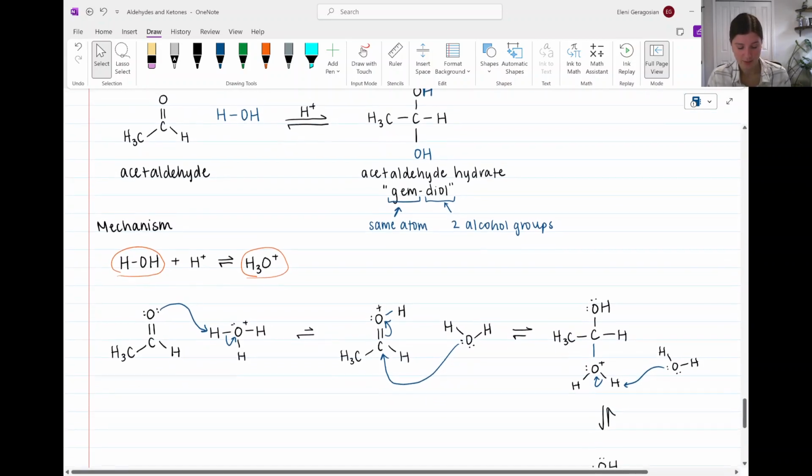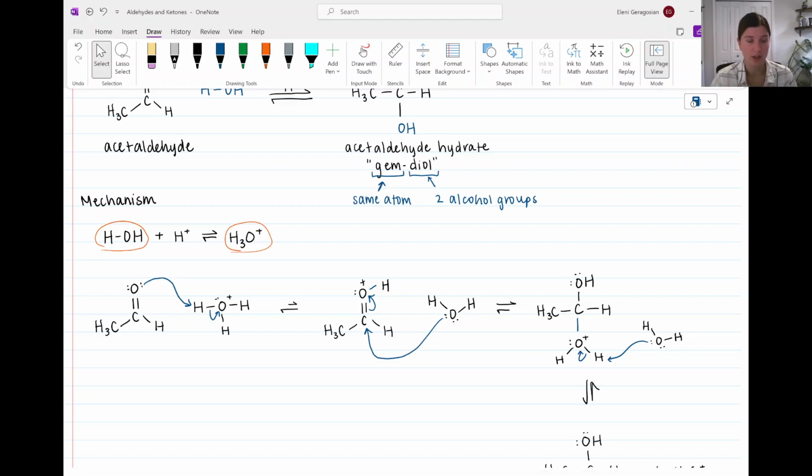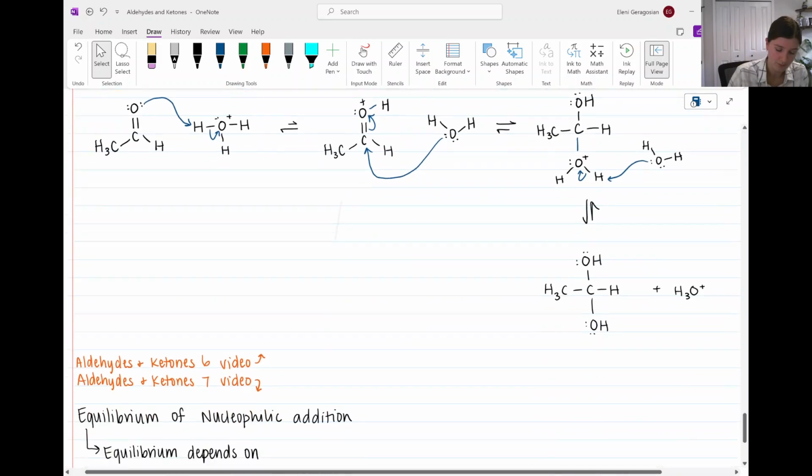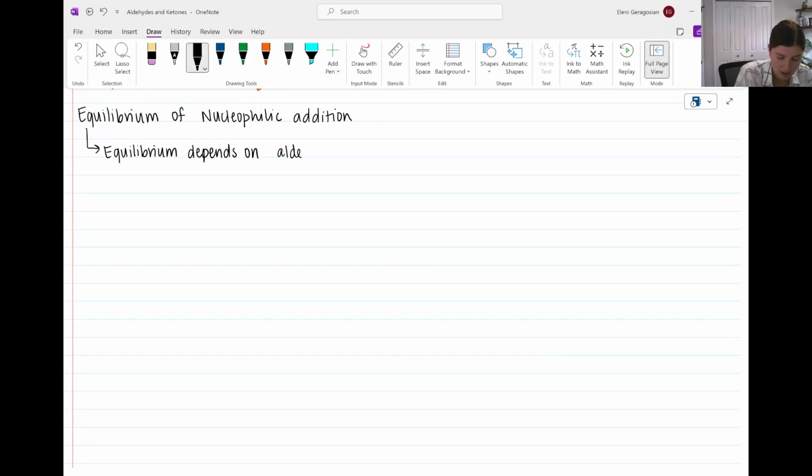This reaction is reversible, and the reversibility of the reaction, or the equilibrium of the reaction, depends on the structure of the aldehyde or ketone. So moving on to this current video, the equilibrium depends on aldehyde or ketone structure. Whatever molecule is involved in the reaction, an aldehyde or a ketone, the structure of that molecule is what influences the equilibrium of nucleophilic addition.